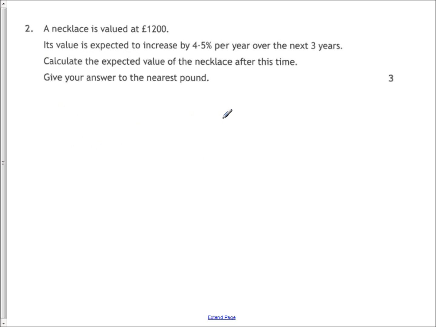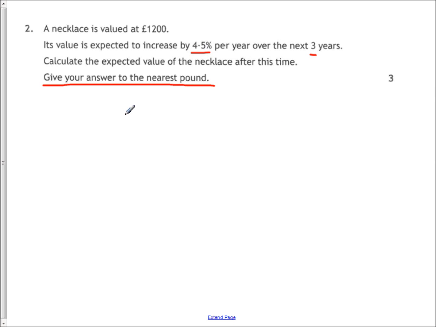Question 2, very common question. You have the necklace value increasing by 4.5% per year for 3 years. Find the value of the necklace at the end of that time. And the thing to pick up on that most people who maybe have read this question quickly will not is that you have to give your answer to the nearest pound.